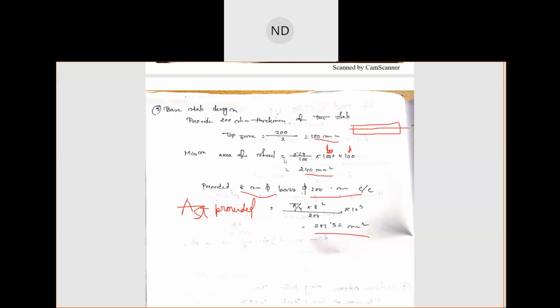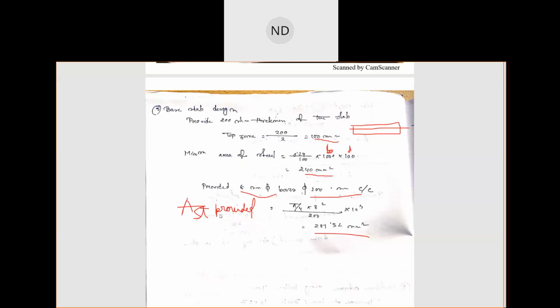So we were doing the minimum area of steel, which is 0.24% of the area, b times D. We will provide a diameter. You may take 8 mm, you may take 10 mm bars at 200 mm spacing. It is up to you.